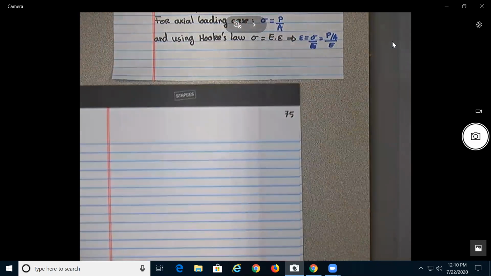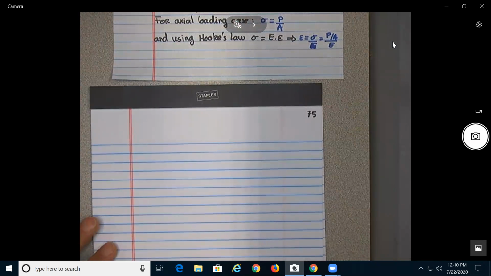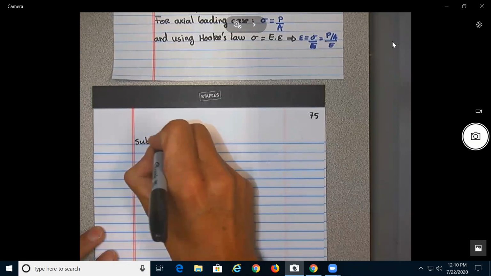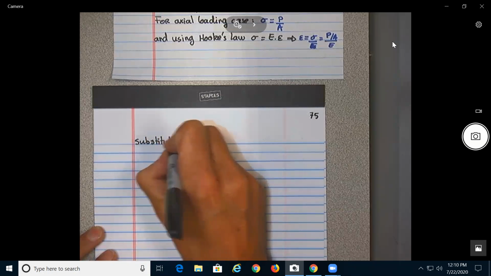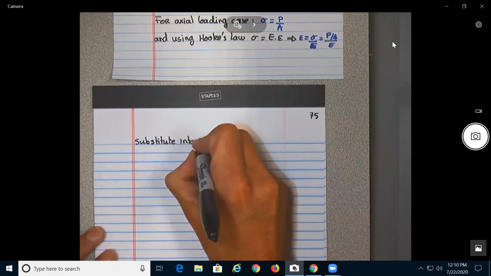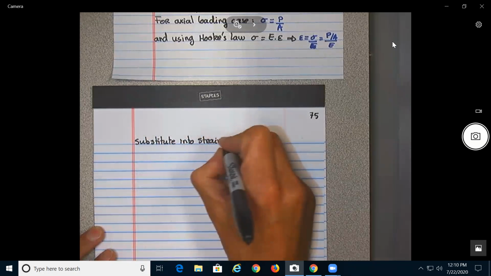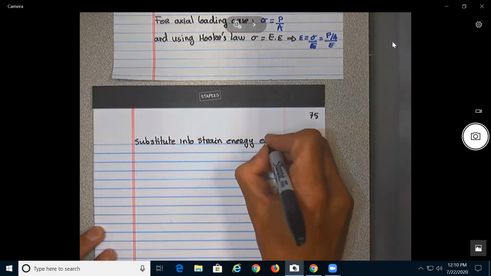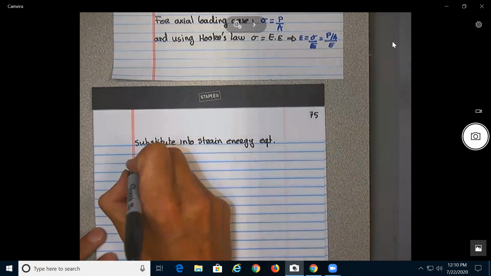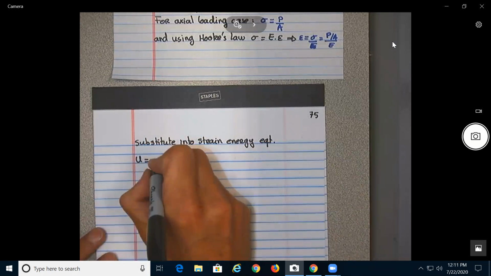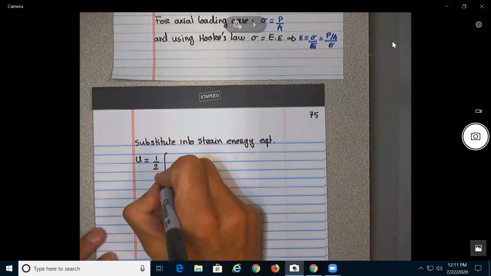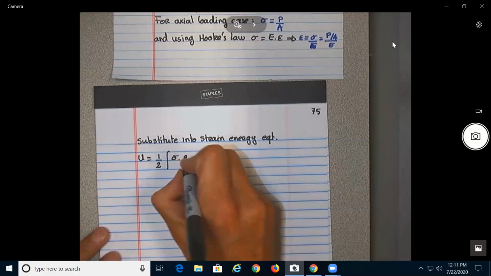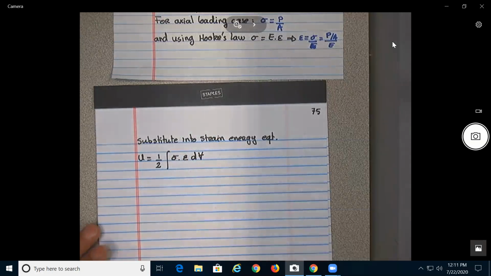So page 75. Now what I'm going to do is substitute into the strain energy equation, which is what? U equal to 1/2, the force given by the stress times the strain, times dV.